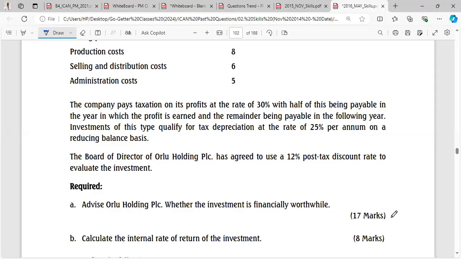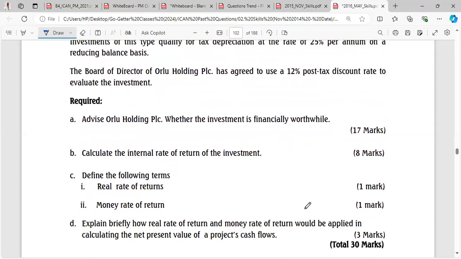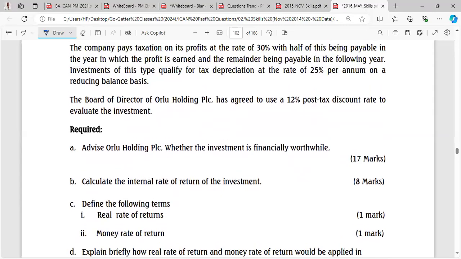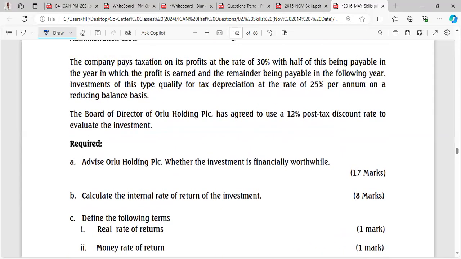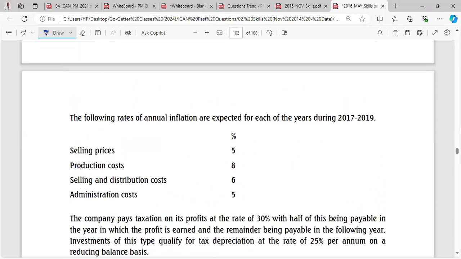That's 17 marks. Then we're asked to calculate the internal rate of return of the investment. That's 8 marks. That makes it 25. Then all these are definitions, so we'll be looking at the definitions because you can get 1 mark each. But we want to look at the technical side of this question.